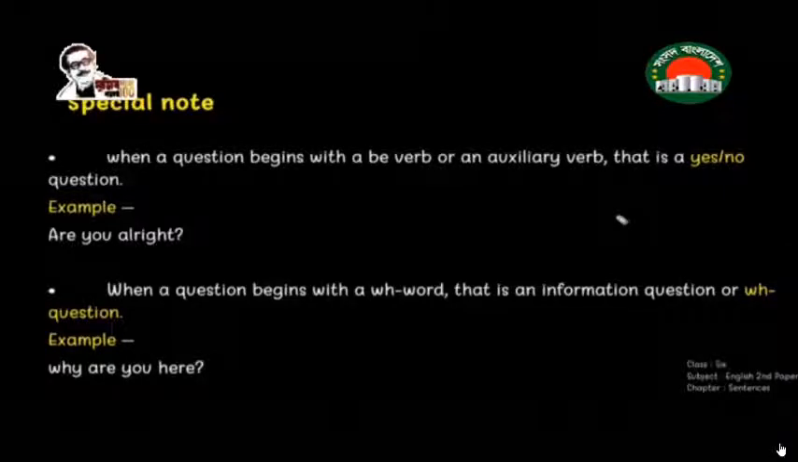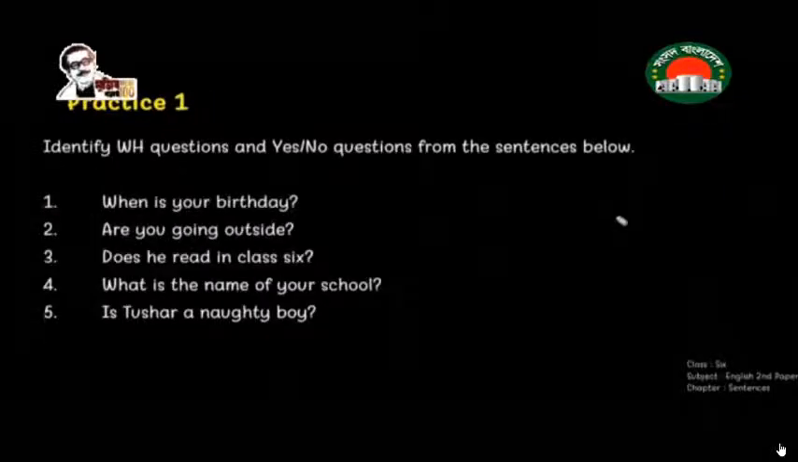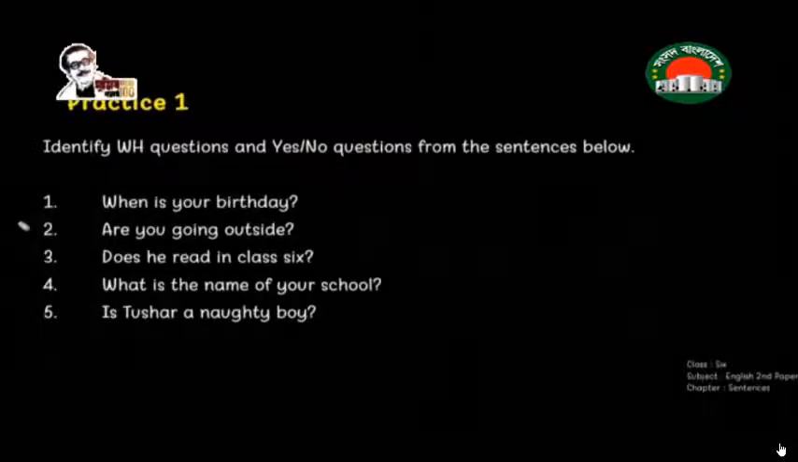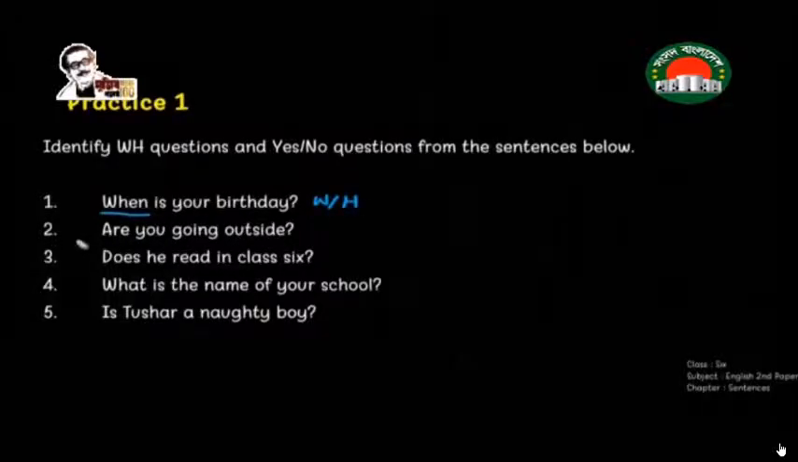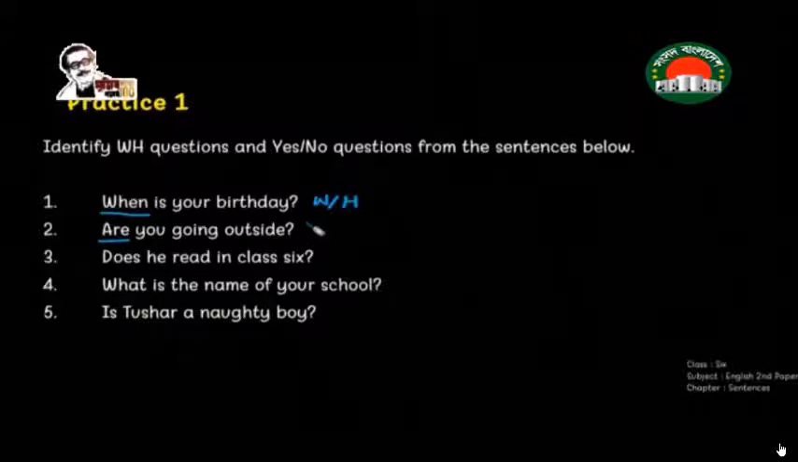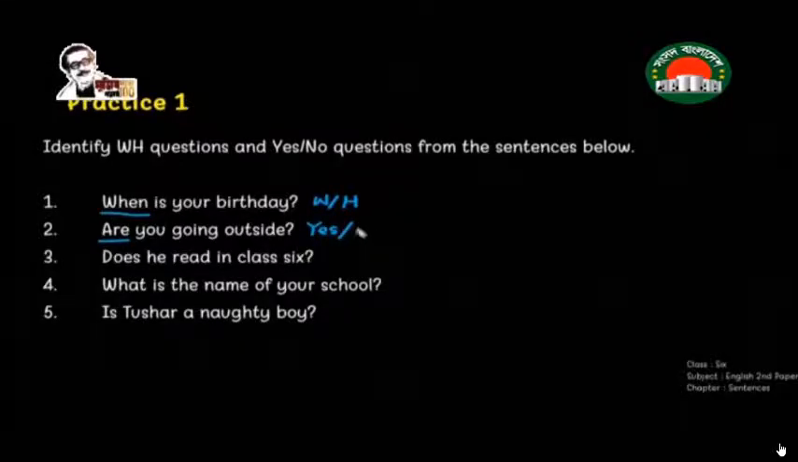Now we can go to the practice session. What you need to do is identify WH questions and yes-no questions from the sentences below. Number 1, when is your birthday? The question starts with when. Certainly we know when is a WH word. So it is a WH question. Exactly. Number 2, are you going outside? The question starts with a be verb or auxiliary verb. So it is a yes-no question.